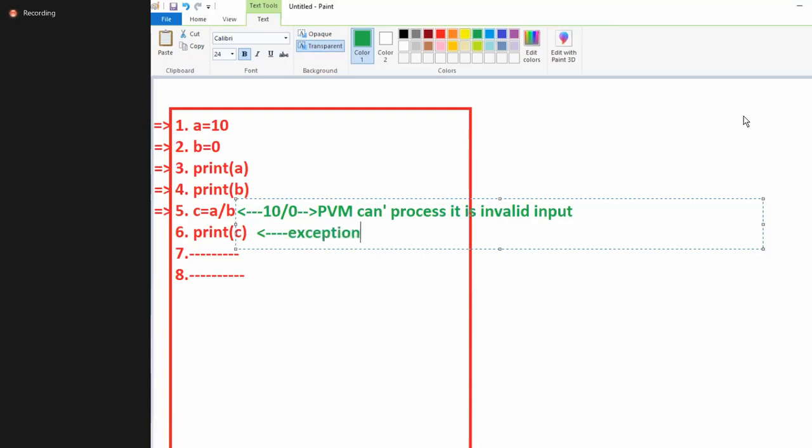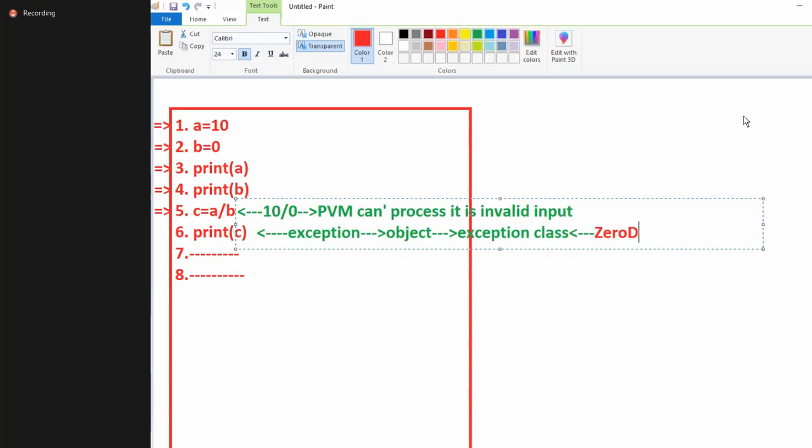Exception means what is supposed to create? An object. Object requires what? Class. One class is required, which is not a normal class, but an exception class. Whose class name is? I am writing ZeroDivisionError. See how I am writing it: Z capital, D capital, E capital.